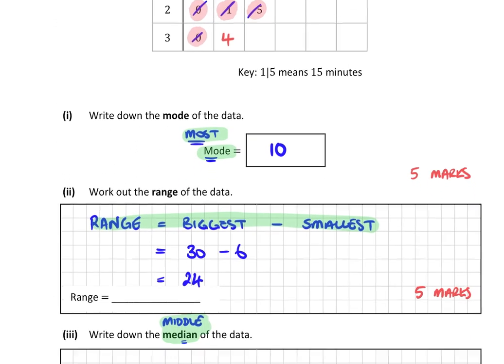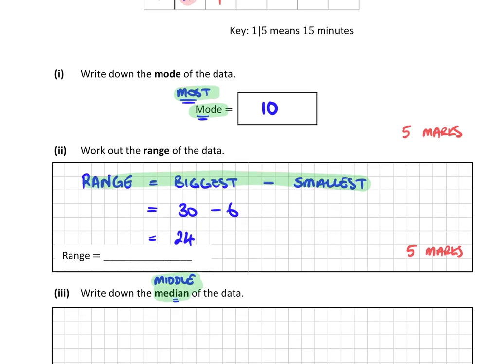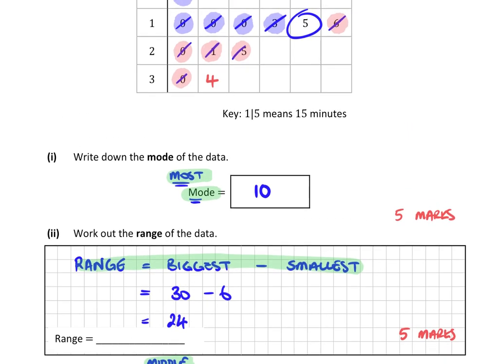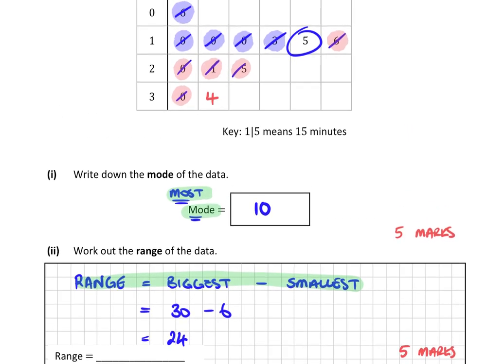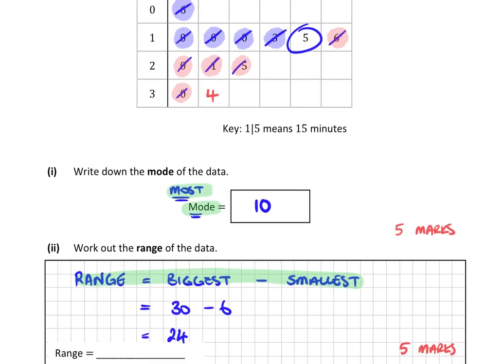Okay, part 2. Work out the range for the data. So the range is when we get the biggest and we subtract the smallest. Starting off, the biggest in this case was 30. The smallest in this case was 6. So 30 take away 6 leaves you 24, and that was worth 5 marks.